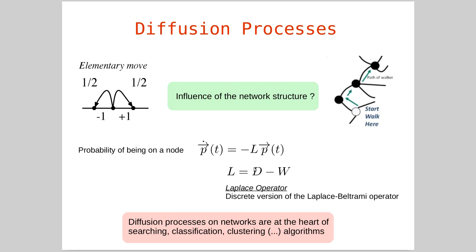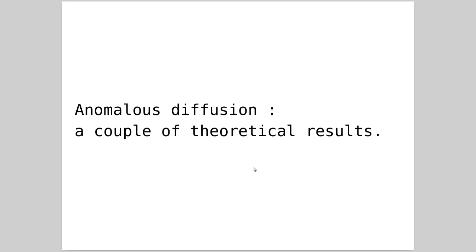Such diffusion processes are, of course, more complex due to the network structure, but when you are in a network, you can exploit them to develop algorithms that are extremely powerful for searching, for classification, and also for clustering, as was already mentioned in Professor Masuda's lectures. In this specific lecture, we will look at some specific regimes, which are called anomalous diffusion, and we'll see a couple of practical results that describe those regimes.